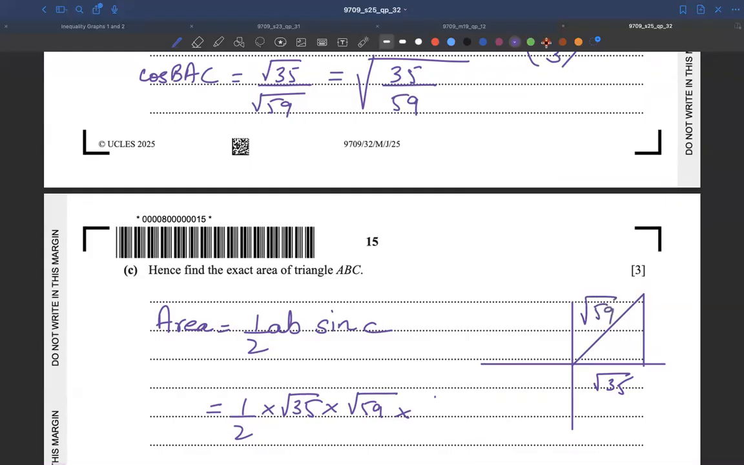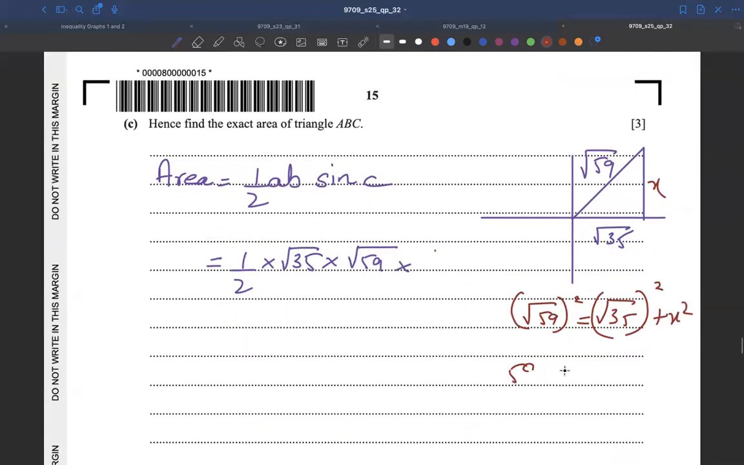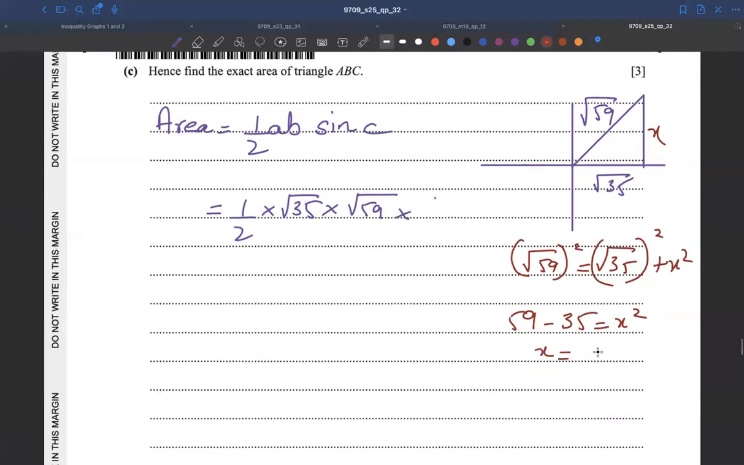So now applying Pythagoras theorem, root 59 whole squared would be equals to root 35 whole squared plus opposite. So let's call this x squared. So this will become 59 minus 35 equals to x squared. So x would be equals to root 24. Now once we have this value as root 24 over here, we can write sine of C would be root 24 upon root 59.